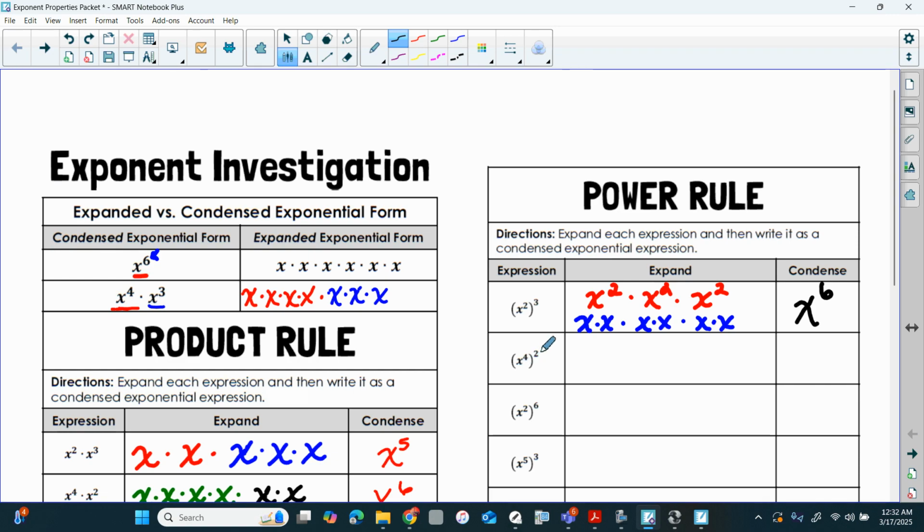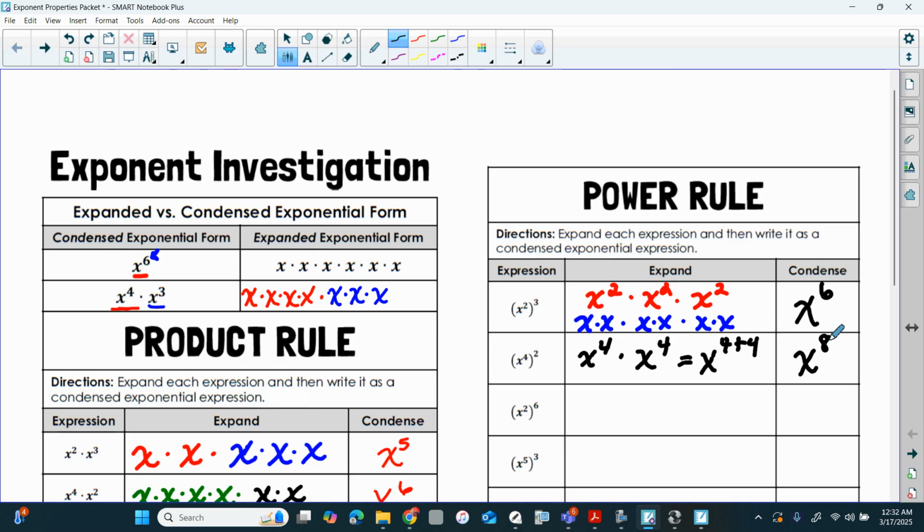So x to the 4th raised to the 2nd power, this 2 tells me I have 2 factors of x to the 4th power. Well, I can expand it further, or I can just do my exponent rule, which means I have the same base of x. I'm multiplying, so I'm just going to add those, and that will give me x to the 8th power. Now there's a shortcut here.